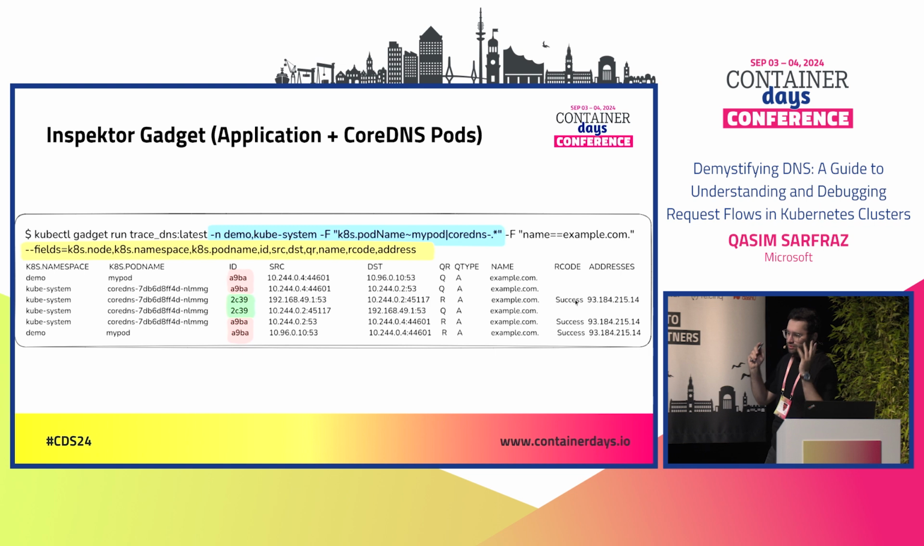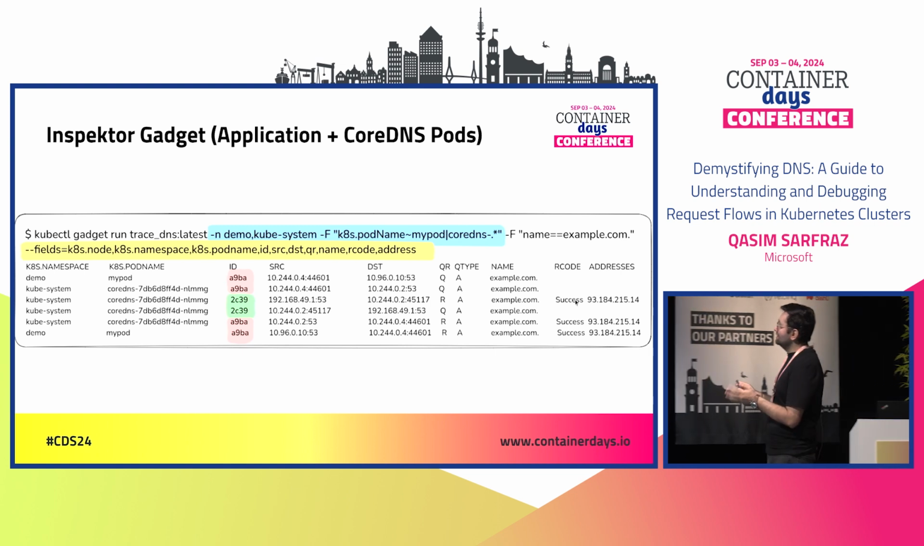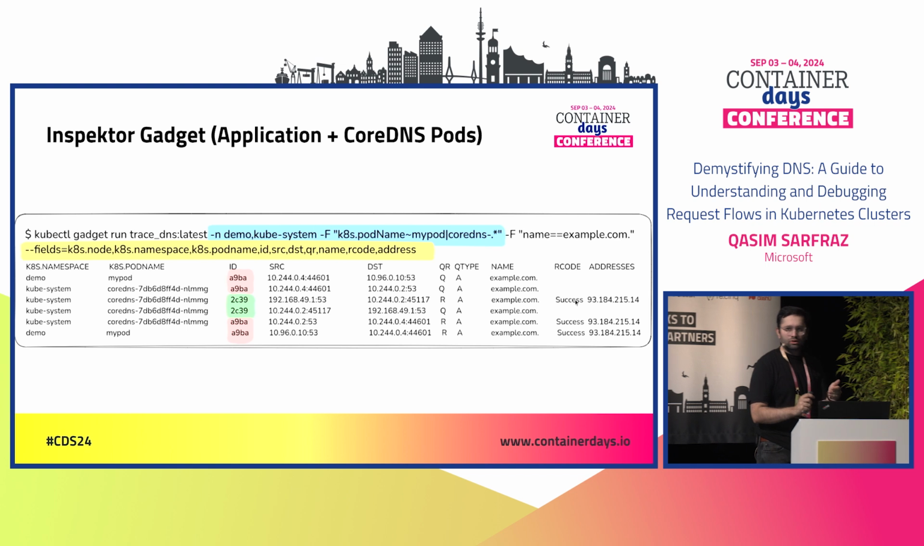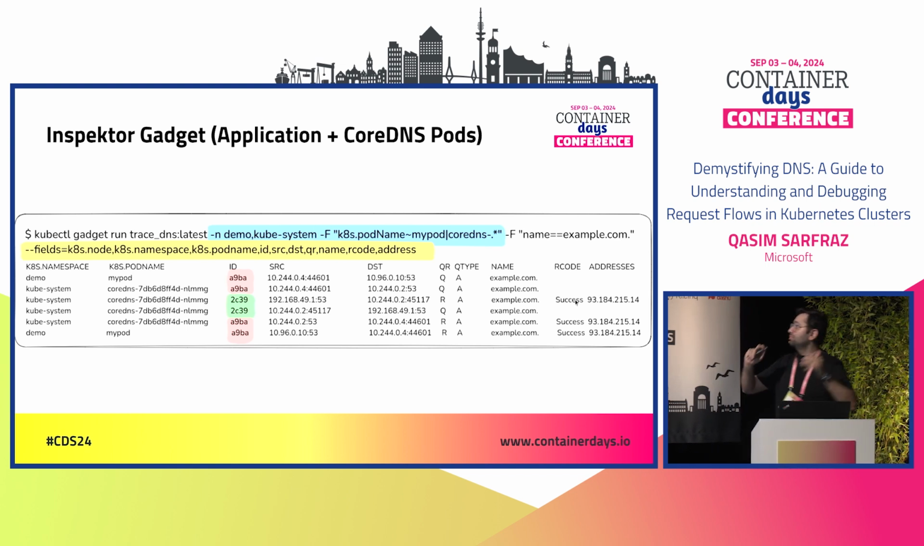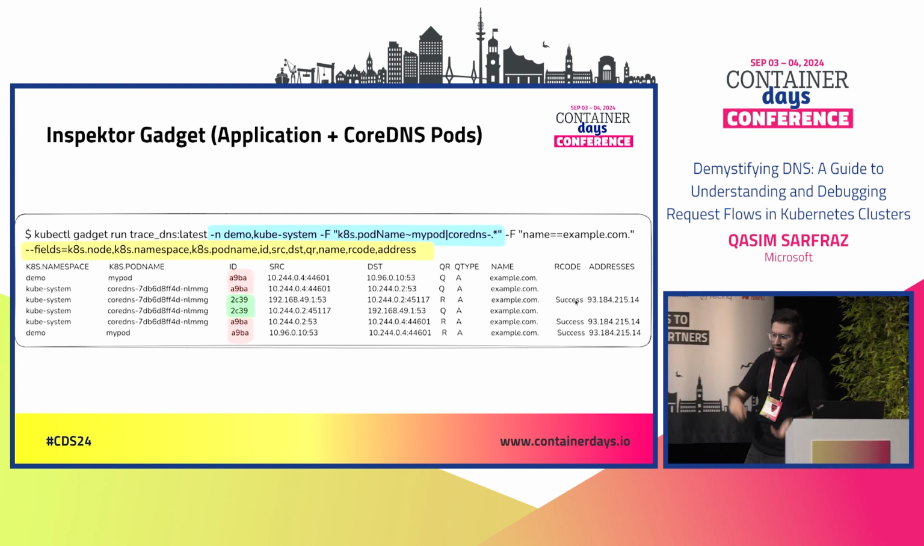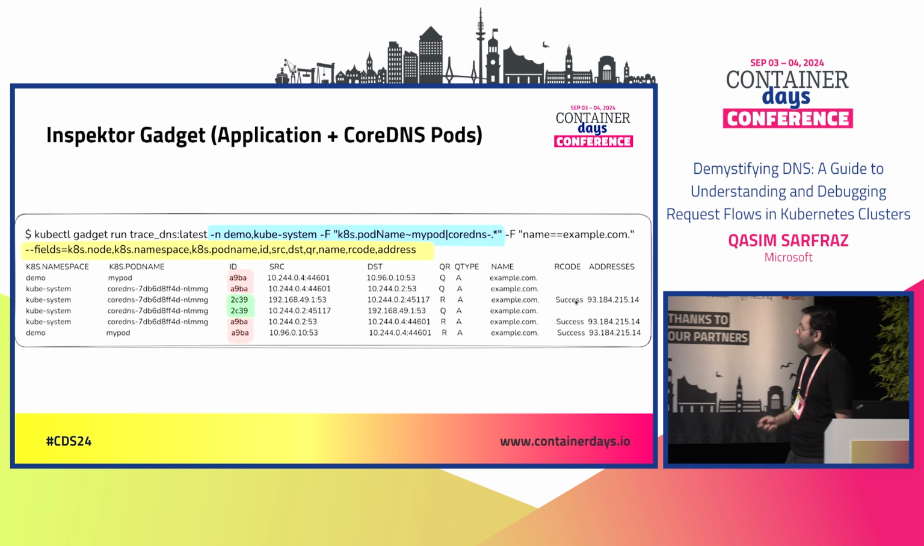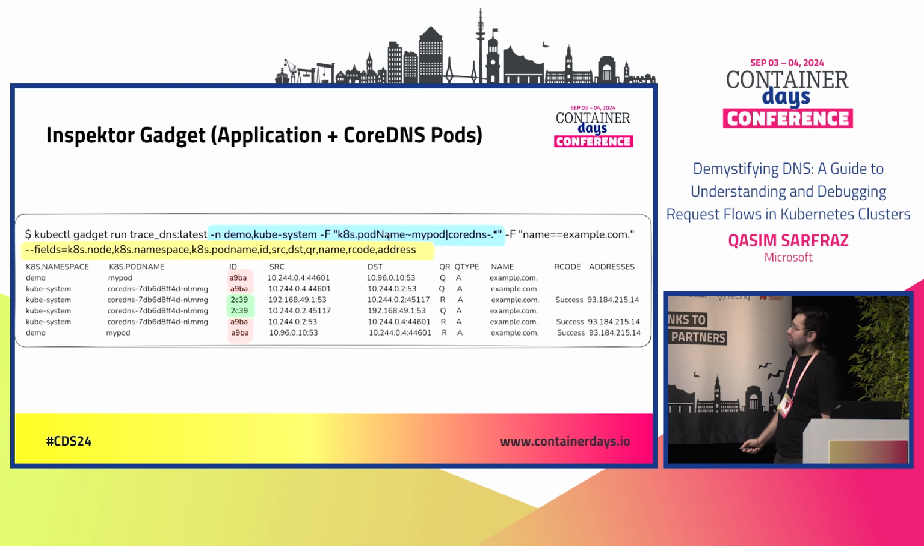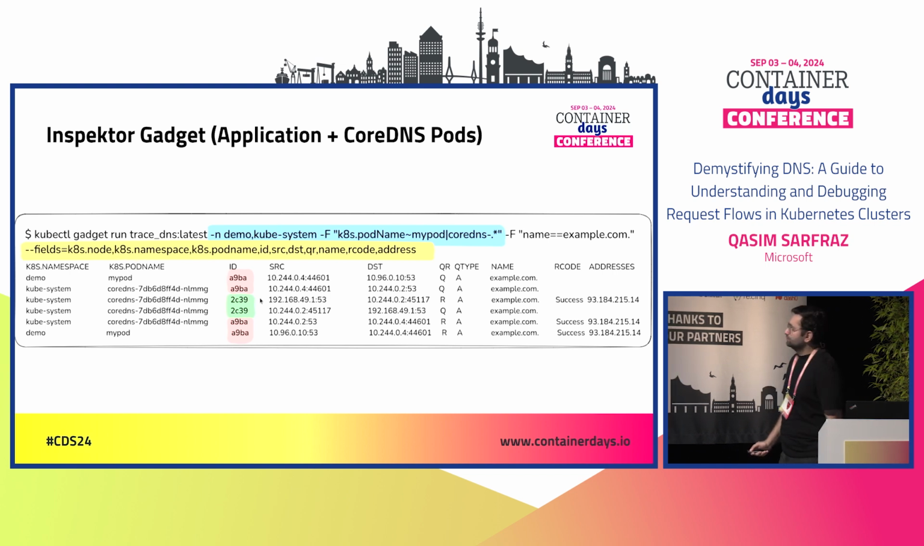Let's try to expand the scope a bit. Now, in this case, we don't just want to see what happens to our request at an application pod. We want to see what happens at, for example, CoreDNS. So in this case, we want to trace the events in the kube-system namespace. We are filtering for specific pod names and also for a specific name. And then here you can see we can also have different fields depending on what we like.